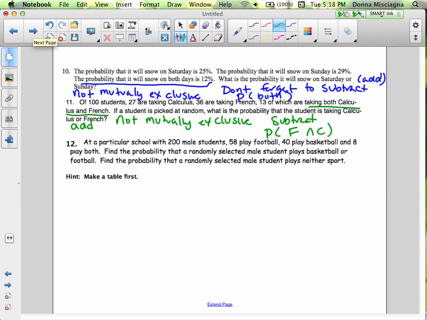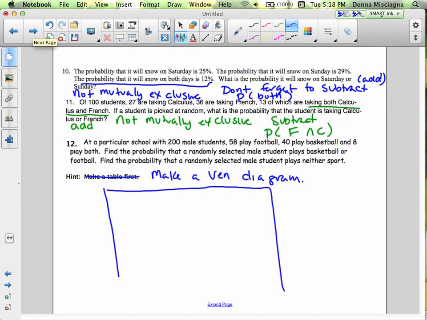At a particular school with 200 male students, 58 play football, 40 play basketball, and 8 play both. Find the probability that a randomly selected male student plays either sport. I said make a table first, and you could. You could make a table, but here, let me tell you what I think might be even better. So I'm going to have you cross that out. Make a Venn diagram instead. I think that would be even easier. I said table, but I think Venn diagram would be best.